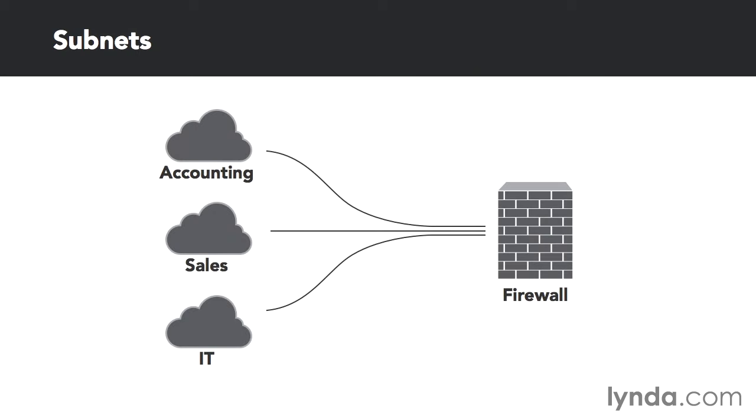On our network diagram, we can now give the accounting group the 192.168.1 address space, the sales group the 192.168.2 subnetwork, and then assign the 192.168.3 subnetwork to the IT group, leaving the remaining 253 subnets for future uses. Each of those subnetworks can have up to 254 systems connected to it.